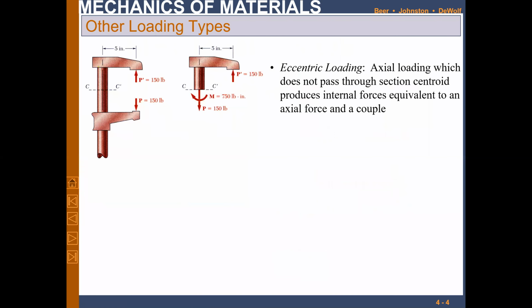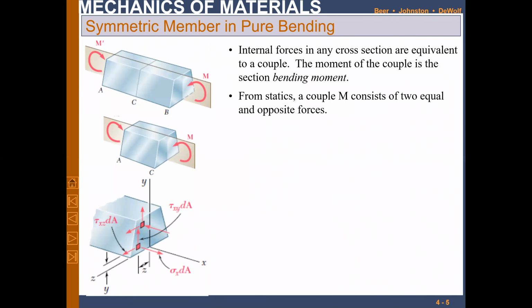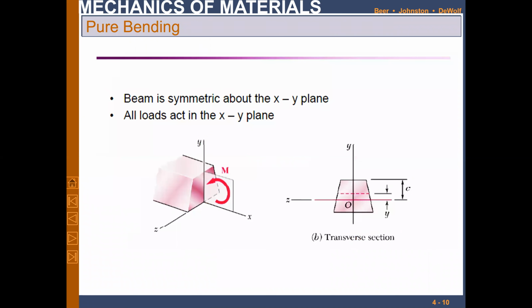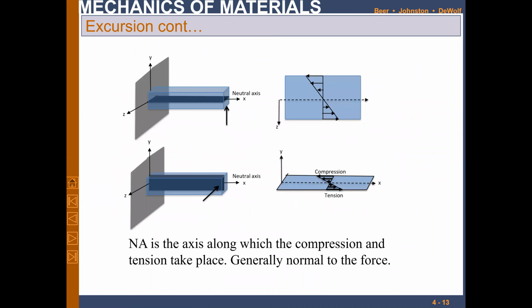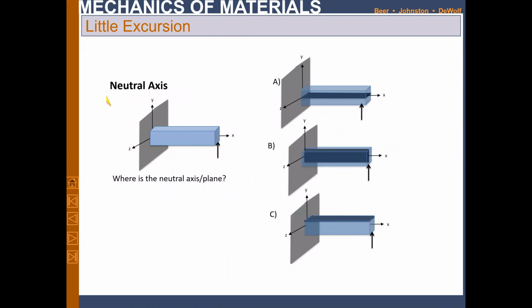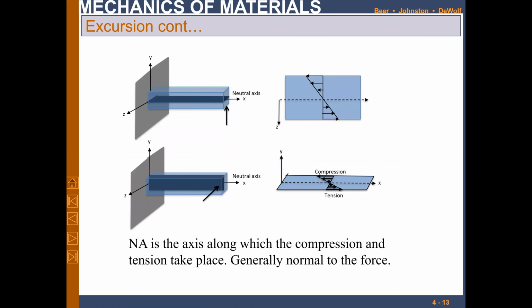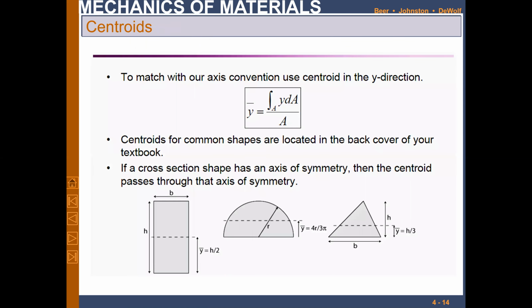Right, so this is a quick review of chapter 4, and first we discuss the neutral axis. Neutral axis is basically the axis along which compression and tension take place, and generally normal to the normal phase, in the direction in which the force is being applied. Right, then we discuss the centroid.